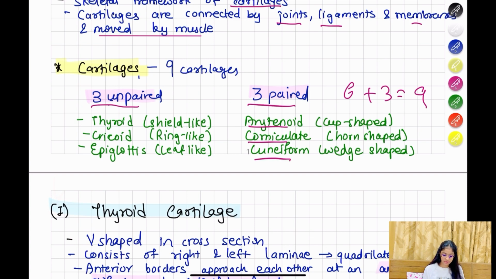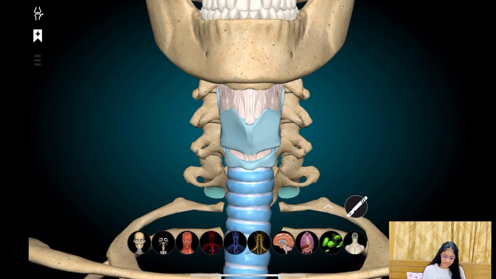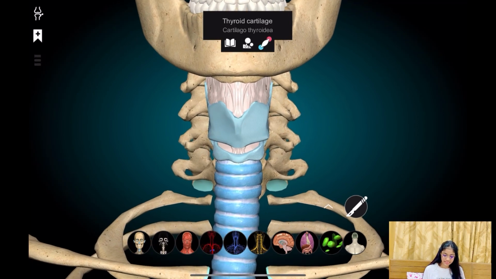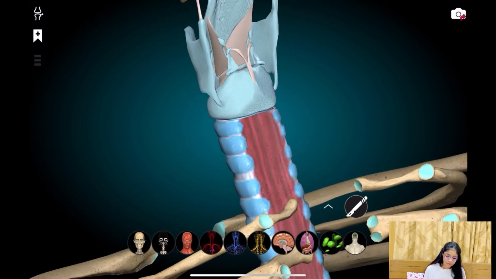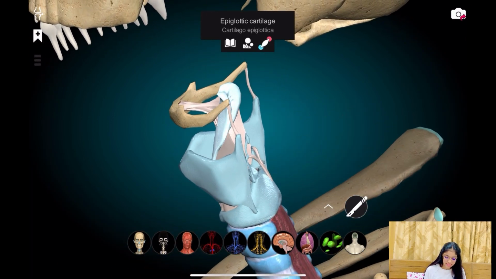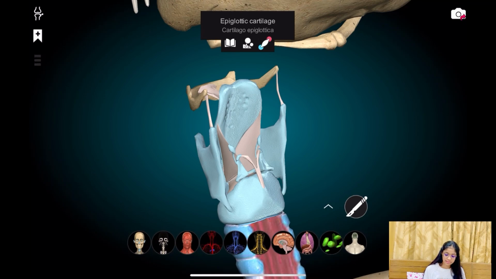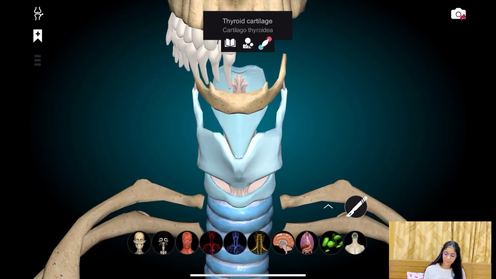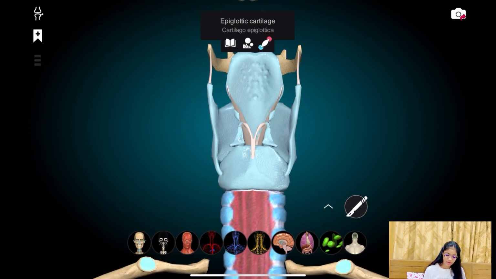So let me show you it in a model. So this is our larynx, and whatever you are seeing, this is the thyroid cartilage, this is cricoid cartilage. This is the epiglottis. It looks like tongue only. It's actually a leaf-like structure. So it is also a single cartilage, so it is unpaired. This thyroid is also single, so it's also unpaired, and cricoid. And the 3 paired ones are the smaller ones.